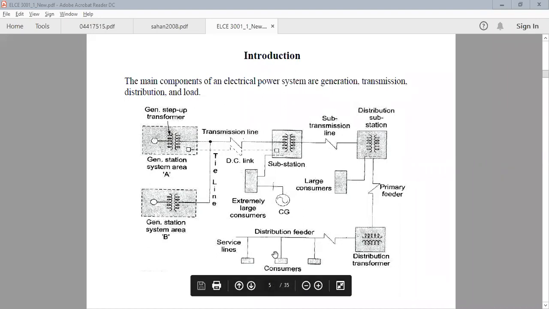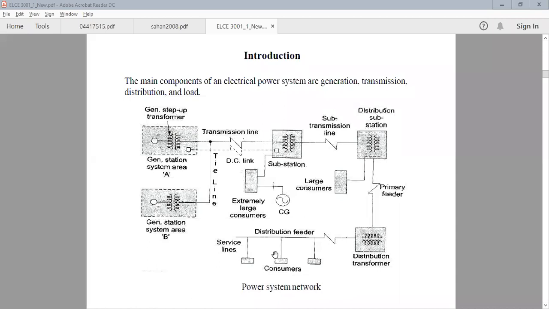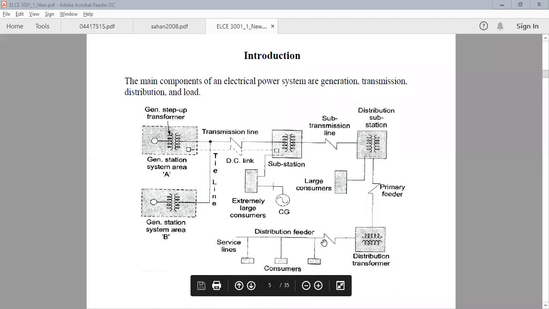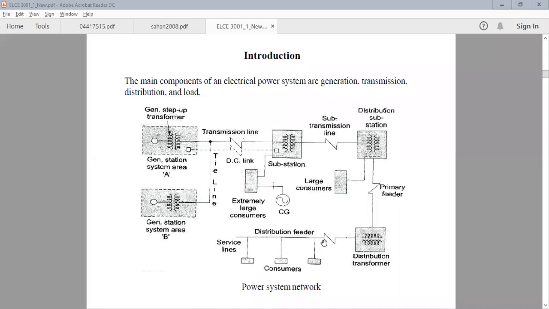What is the frequency? Zana Suleiman. The frequency is 50 hertz. The frequency we are using in Iraq is 50 hertz. Some countries like the US use 60 hertz. Okay, 110 volts, 60 hertz.